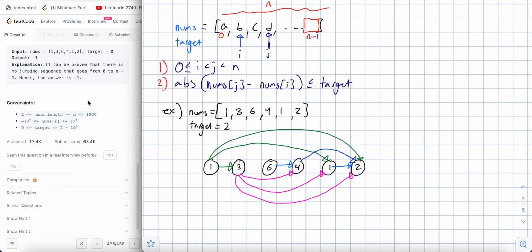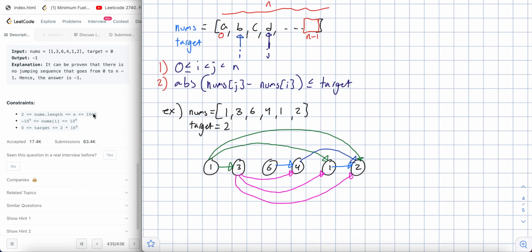Well, for this problem, we have nums of length n, less than or equal to 1,000. Now, constraints can be misleading, but they do tell you something about the nature of the problem. They tell you what something can be, but not necessarily what something is. What I mean by that is, if n is less than or equal to 1,000, that's 10 cubed. So n squared, 10 to the 6, would be an acceptable solution.